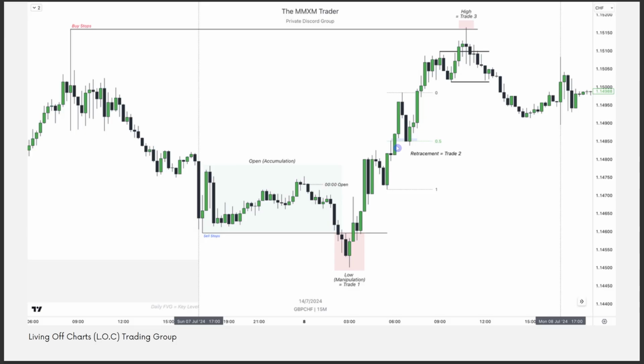So you have your discount and your premium level over here. And once price retraces back into discount, you can buy for another expansion up higher. And then the second trade idea is up here, which is a retracement back into the weekly or daily range. And we're talking about a daily candle over here.